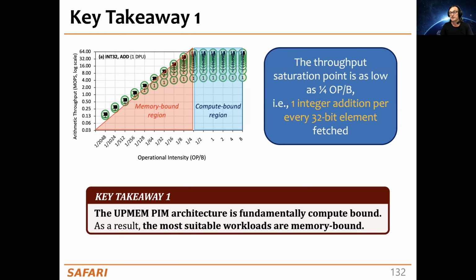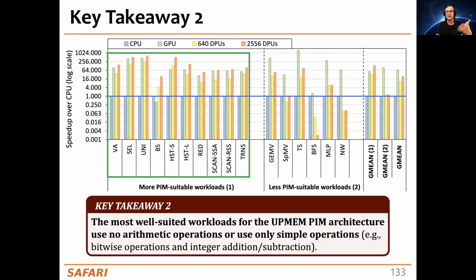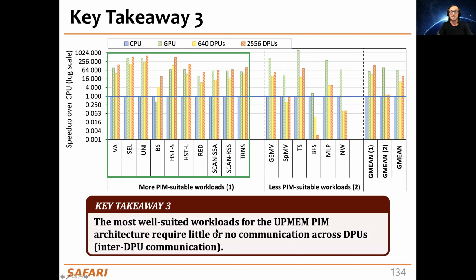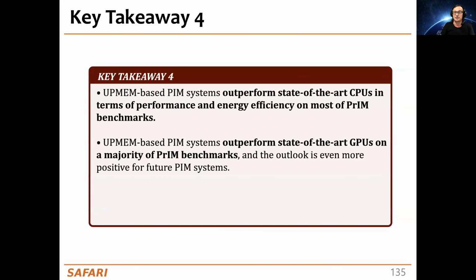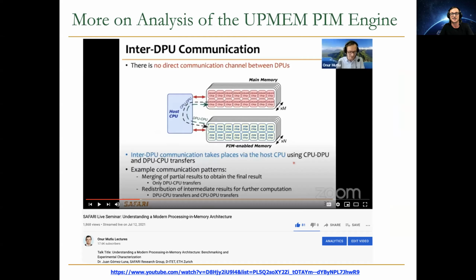The most suitable workloads are memory bound, clearly. You can see that in some cases the workloads are much better than on existing GPUs. And these workloads that are well suited for the UPMEM architecture usually use simple or no arithmetic operations, as you can see. But we also analyze the downsides of the UPMEM architecture. This is all open source. Again, you can find the PrIM benchmarks online. We have released benchmarks as well.